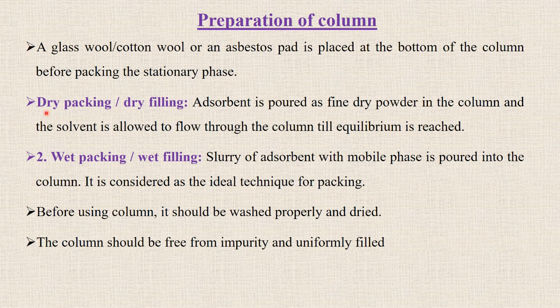There are two types of packing. One is dry packing or dry filling. In this process, adsorbent is poured as a fine dry powder in the column, and the column is tapped with a rubber tubing so that no air is trapped in between the powder layers. And then the solvent is allowed to run through this dry packing so that the equilibrium is reached. But here is the problem, that it is not uniform.